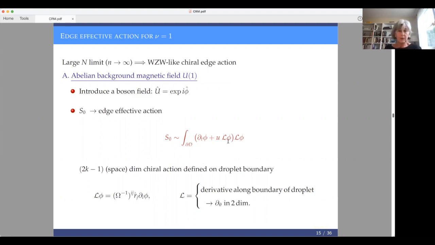And what happens in that case, of course, is that we have many directions which are tangential to the boundary of the droplet. But the theory selects a particular tangential direction, which is Poisson conjugate to the radial direction of the droplet. So although this theory is a higher dimensional theory, because the propagation is along a particular tangential direction, it can be thought of as a collection of 1+1 dimensional chiral fields. Okay, so I will come back to that a little later, but this is an important point.